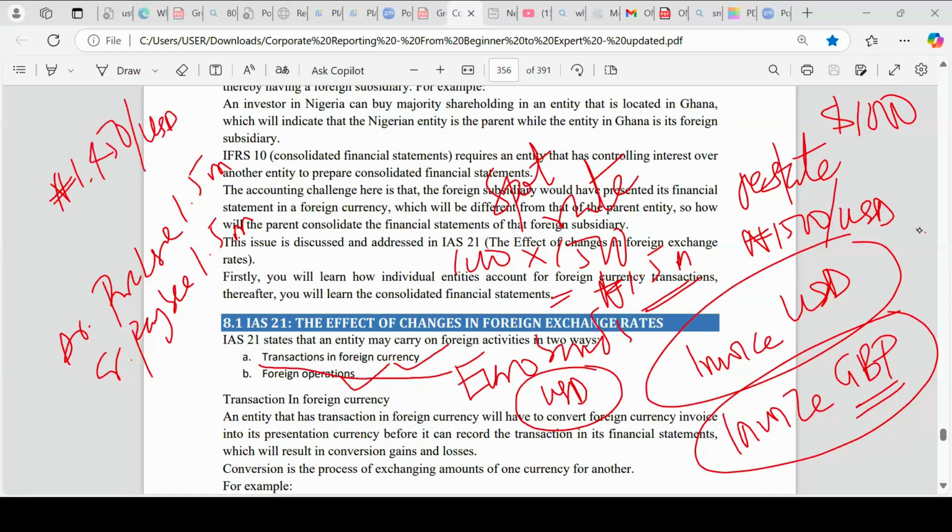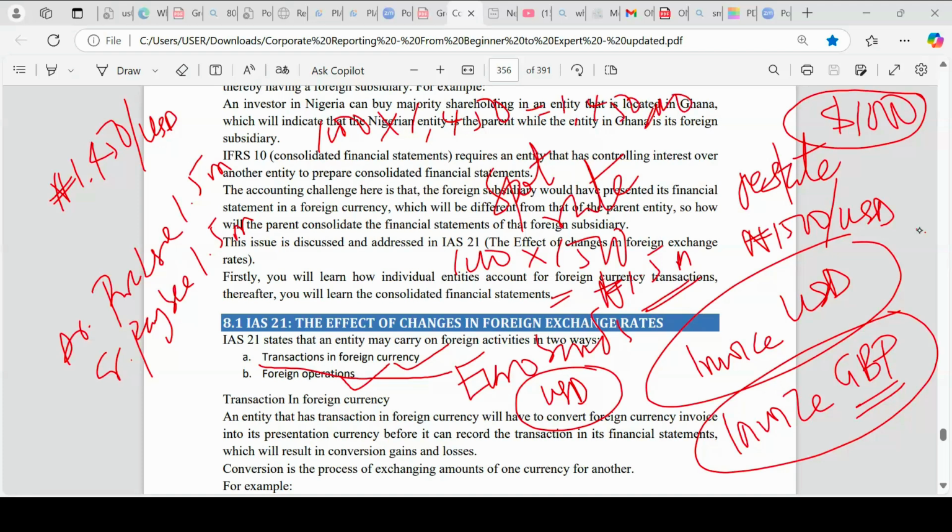What it means is that I am still going to pay this $1,000, but this $1,000 that was 1.5 million will now be 1,450,000. How did I do that? By simply saying 1,000 times 1,450. And that will give me 1,450,000. Now, what I will do as of this day is to credit bank.